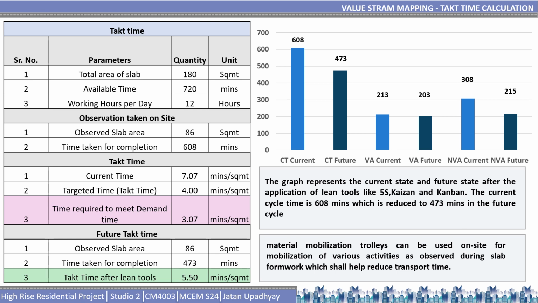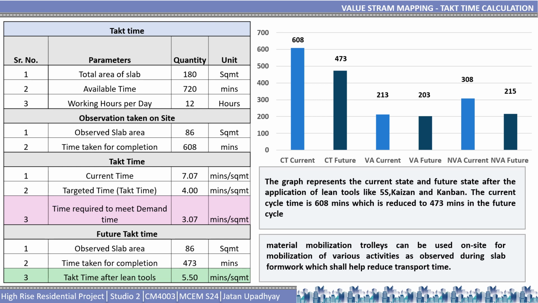Coming to the observation taken on site. The total observed area of slab is 86 square meters, and the time taken for completion is around 608 minutes, which is the current step time. Then in the future state, the time taken for completion is 473 minutes, and the takt time after lean tools is around 5 minutes per square meter.